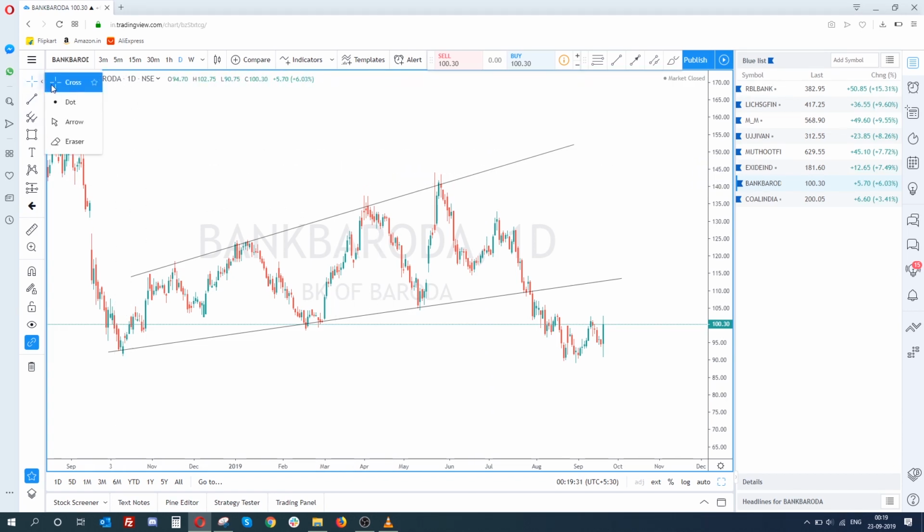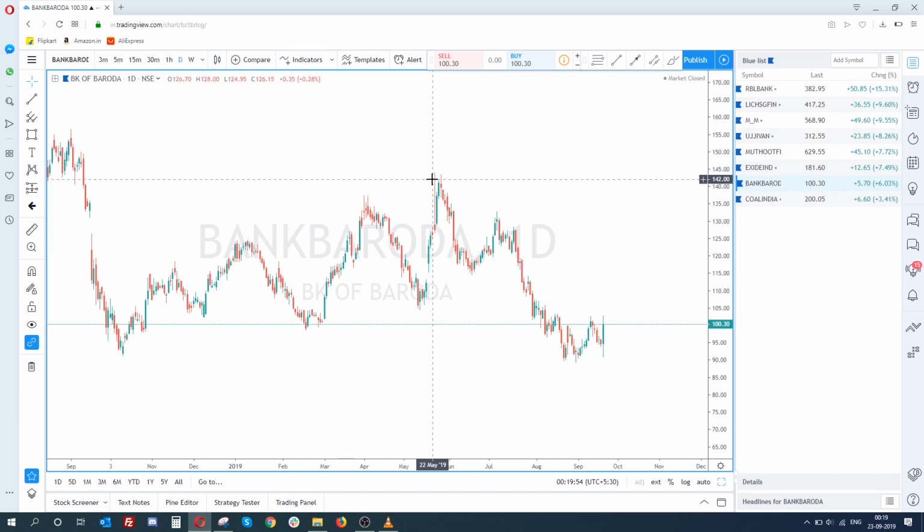So here at the top there has been a constant supply at these areas. So you can see a uniformity, right? Even at the bottom you can see a uniformity. So this is a breakdown, and we are supposed to go short here after this area. Again, I'm gonna draw horizontal lines.